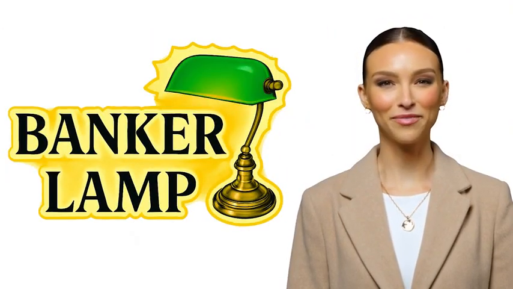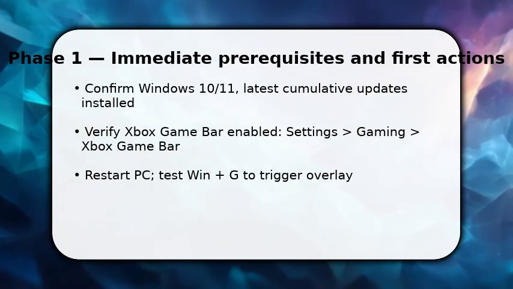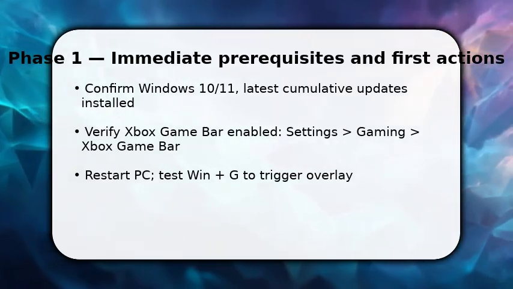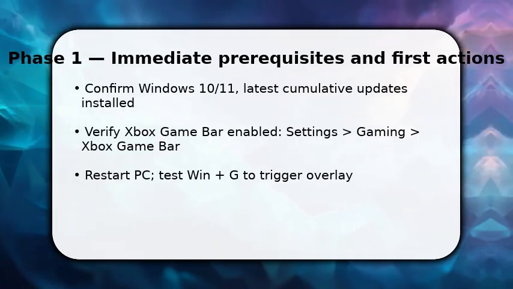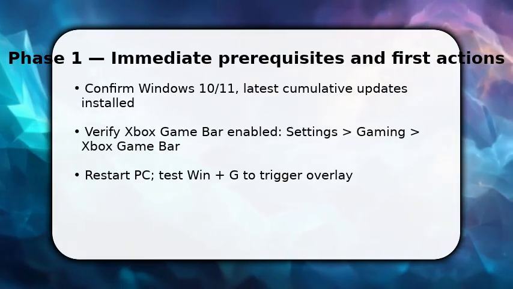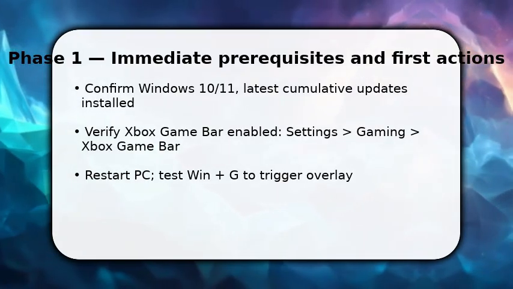Please enjoy the video. You start by confirming prerequisites. Make sure Windows 10 or 11 has the latest updates installed and that Xbox Game Bar is enabled in settings. Once done, restart the PC to clear temporary faults because many problems vanish after a reboot.